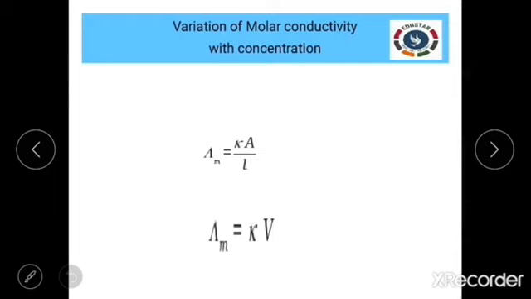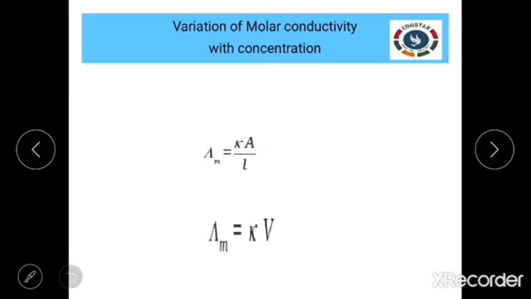See, this is the formula. Molar conductivity is equal to kappa into A divided by L. This A is the area where the electrolyte gets filled, right? In the denominator there is the L. This is length, the length of the electrode, right? Now at an instant, L is equal to 1 unity and A is the area, that is the volume. Then molar conductivity is equal to kappa into volume.